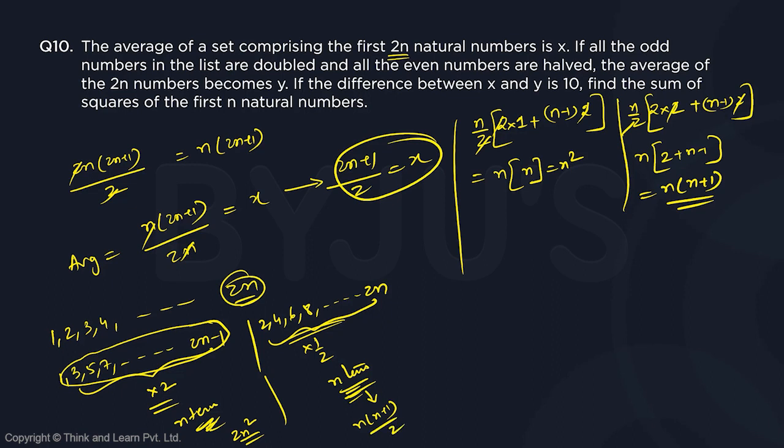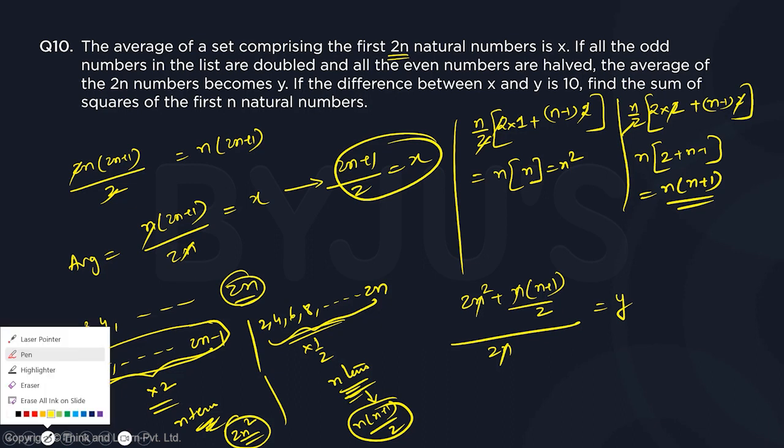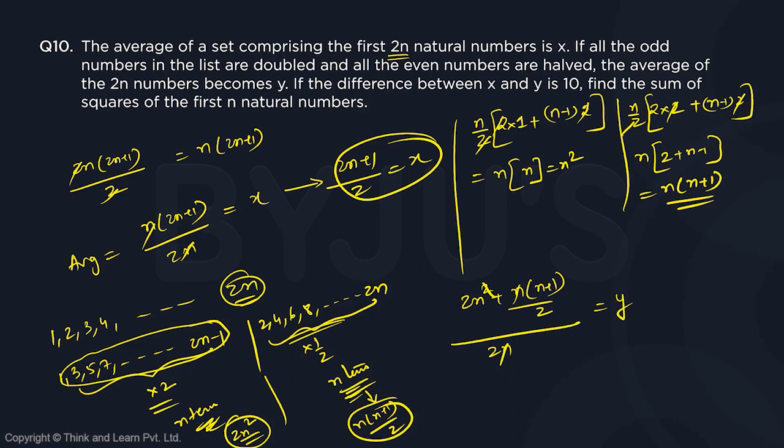Okay. Now what is the new average? The new average is this sum plus this sum divided by the total number of terms. So 2n square plus n into n plus 1 by 2, divided by the total number of terms, which will remain the same, 2n, and this is given to you as y. One n I will cancel, not complete. So the square will go away. So what will I get? If I write this as 2n by 2 plus n plus 1 by 4 is equal to y, this gets cancelled. I will get from here n plus 1 by 4 equal to y, right?